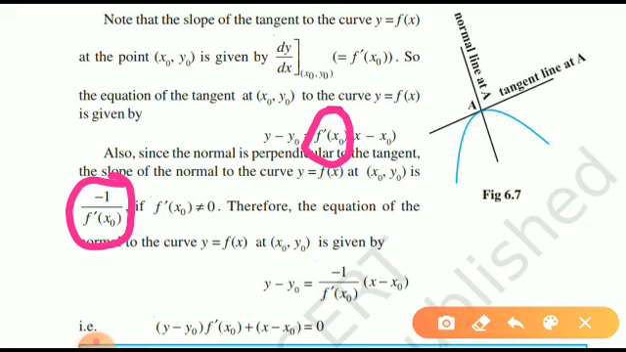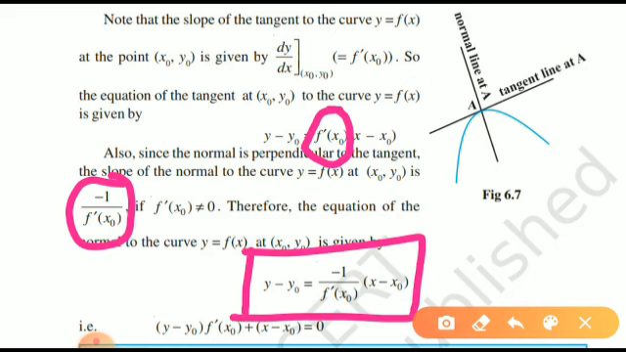So how can we write the equation of the normal? The equation will be y minus y naught equal to the slope of the normal, which is minus 1 by f dash of x naught, multiplied with x minus x naught. That is the same as (y minus y naught) into f dash of x naught plus (x minus x naught) equal to 0.